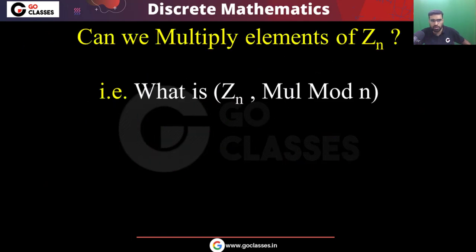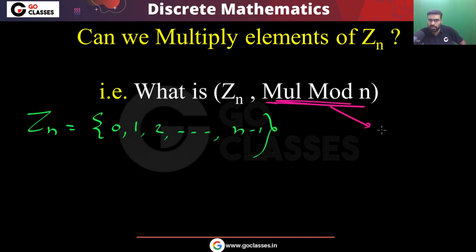So now let's see this. Can we multiply these elements of Zn? Remember, we have already seen the analysis of this structure. Zn, you already know Zn: 0, 1, 2 and so on up to n minus 1. This is your Zn, and your operation is multiplication modulo n. First you multiply, then you find mod n. This structure we have already seen.